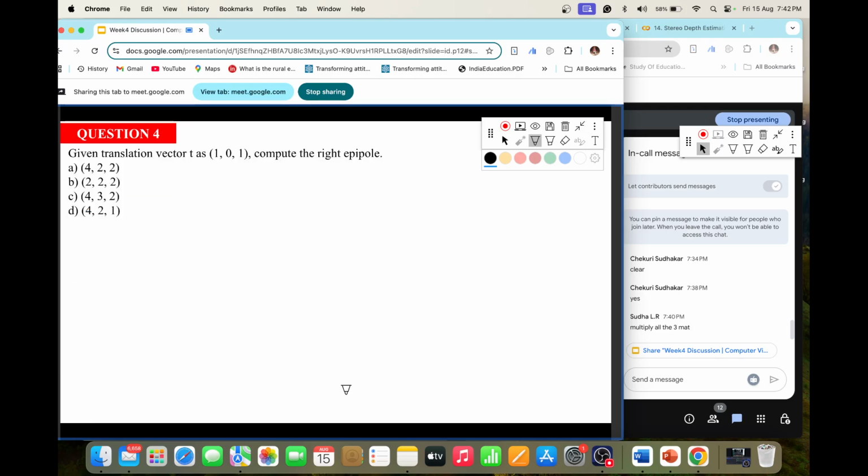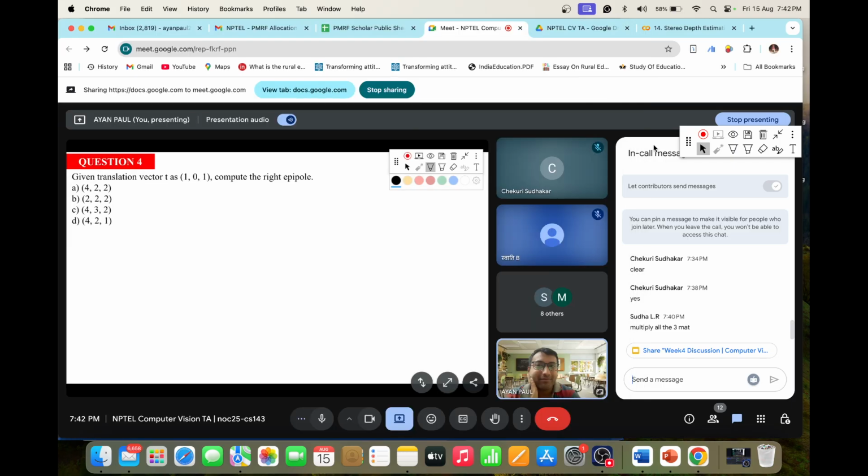Now given the translation vector T as 1 0 1, compute the right epipole. Can anyone tell how we can compute the right epipole, that is E dash? What is E dash? E dash is P dash C, right?